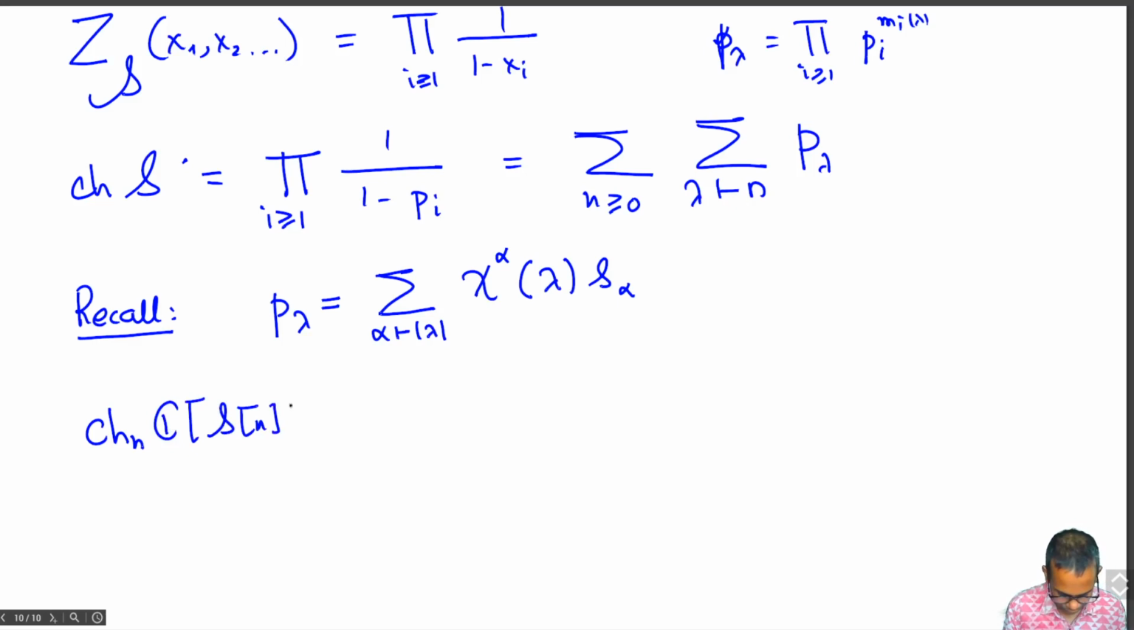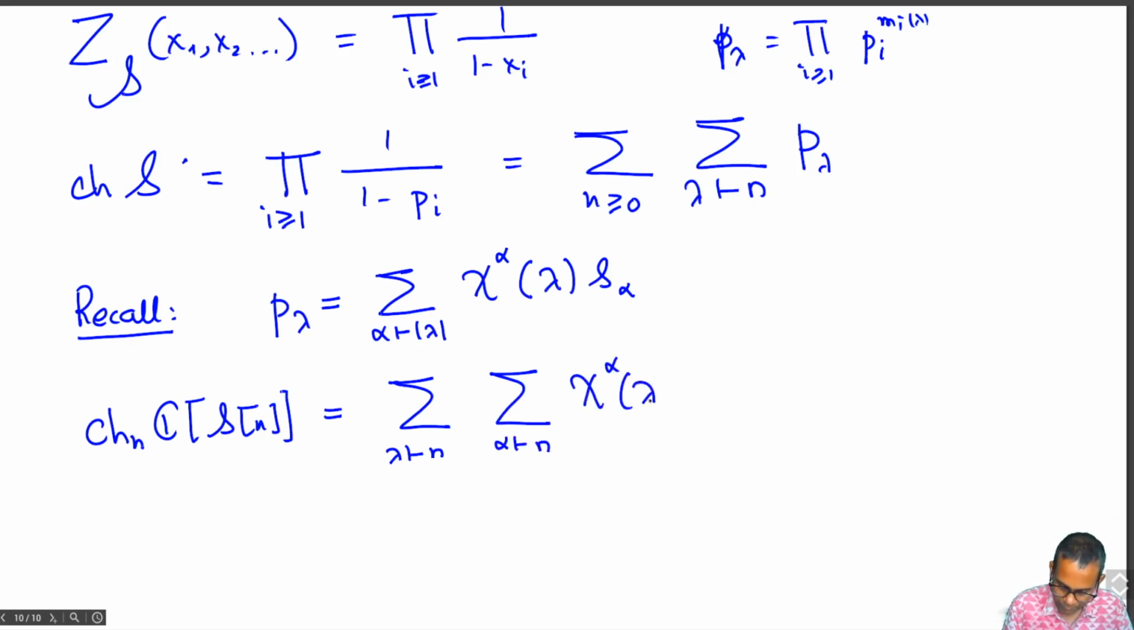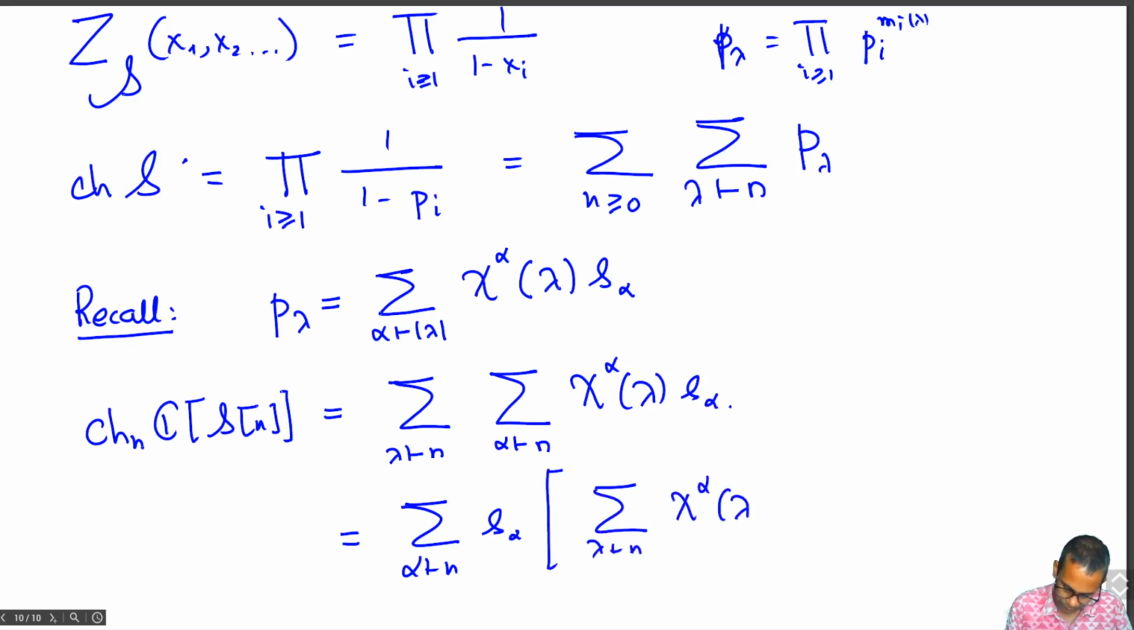So what we get is that the nth Frobenius characteristic of C[S_n], that is, if you let S_n act on itself by conjugation, and you think of that as a permutation representation, then its Frobenius characteristic is the sum over all lambda partitions of n, and then the sum over all alpha partitions of the size of lambda, so that's also partitions of n, chi^alpha(lambda) s_alpha. And if you interchange the order of summation here, what you get is the sum over alpha partitions of n of s_alpha, and then the sum over lambda partitions of n of chi^alpha(lambda).